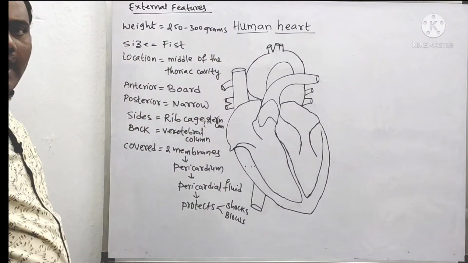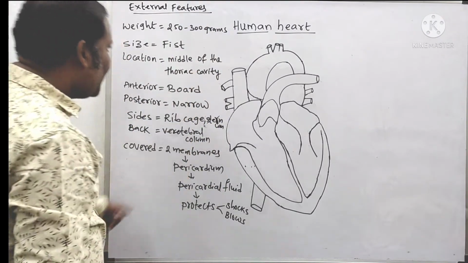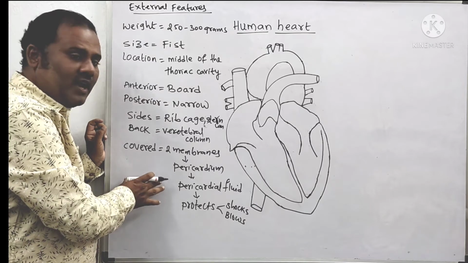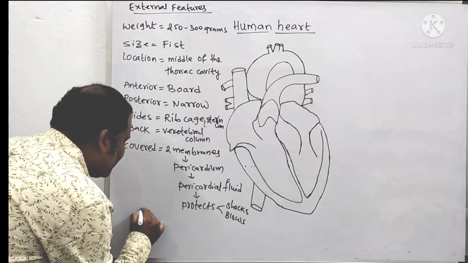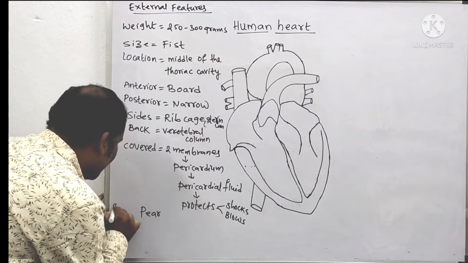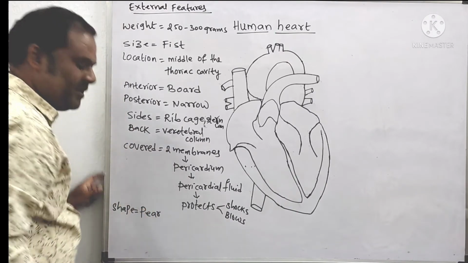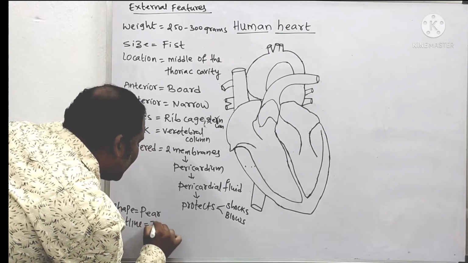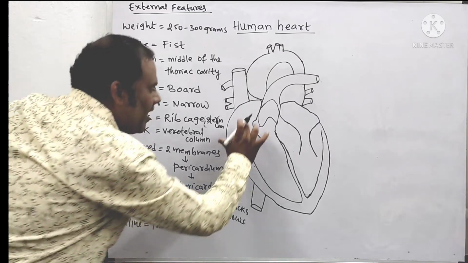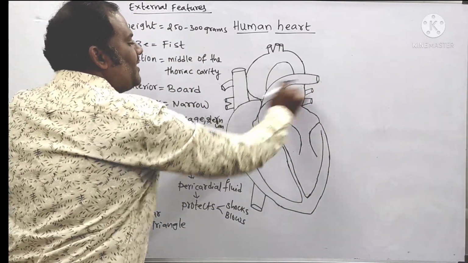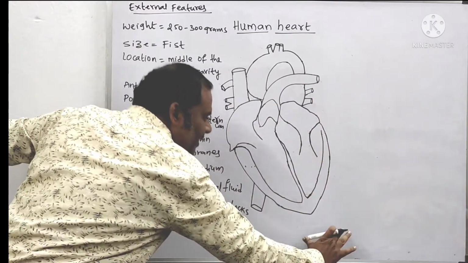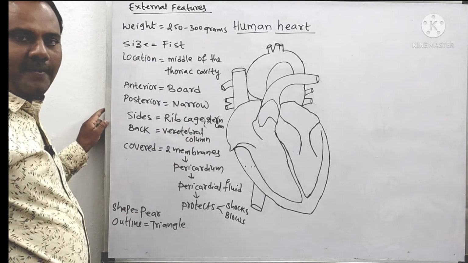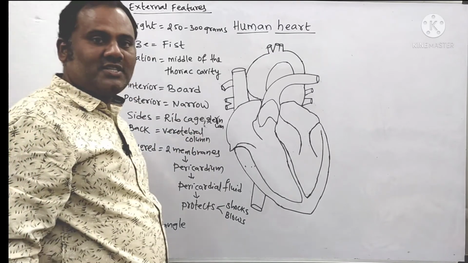Another important thing is that this heart is conical, that is, pear shaped. What is the shape of this heart? A pear shape. And if you take the outline of the heart, it looks like a triangle. The anterior side is broad and the posterior side is narrow. That's why it looks like a triangle outline, but overall it is pear shaped. So this is about the external features of the human heart.